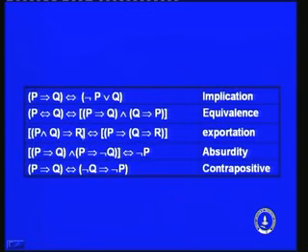P and Q implies R is equivalent to saying P implies (Q implies R). And (P implies Q) and (P implies not Q) is equivalent to saying not P. This is called absurdity, and this is used in proofs by contradiction. This is the most commonly used. This we have seen earlier. P implies Q is equivalent to saying not Q implies not P, which is the contrapositive, and so on.